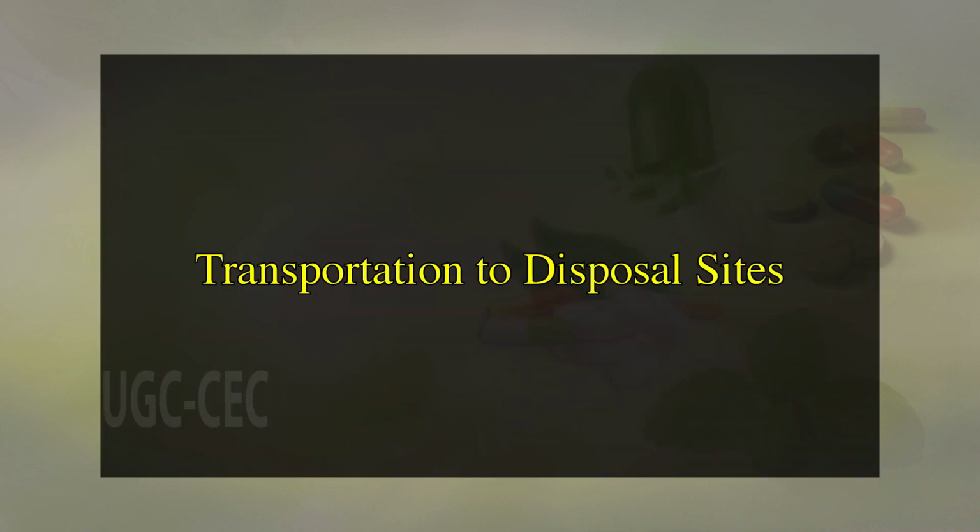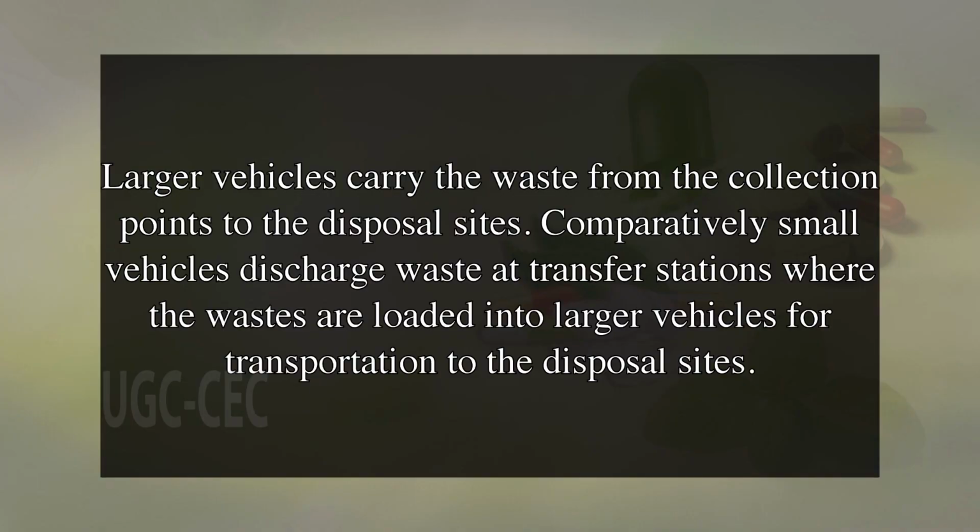Number 3. Transportation to disposal sites. Transfer refers to the movement of waste or materials from collection points to disposal sites. Transportation of wastes from collection point to disposal sites is carried out by using different types of vehicles, depending on the distance to be covered by them. Larger vehicles carry the waste from collection points to the disposal sites.